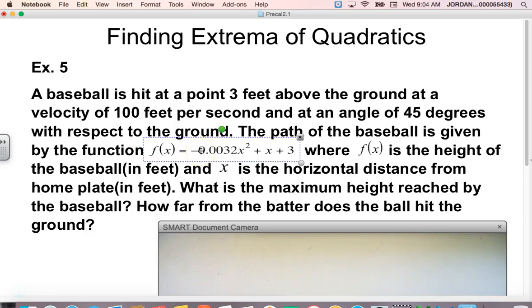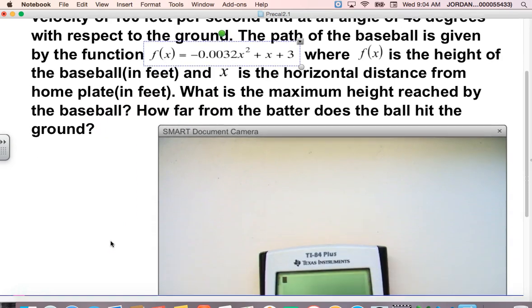So if the fence is 300 feet, then we would need x to be at least 300 in order to hit a home run, because we need to know how far from home plate x is. We want to know what is the maximum height reached by the baseball, and how far from the batter does the ball hit the ground. So how far does the hit go?